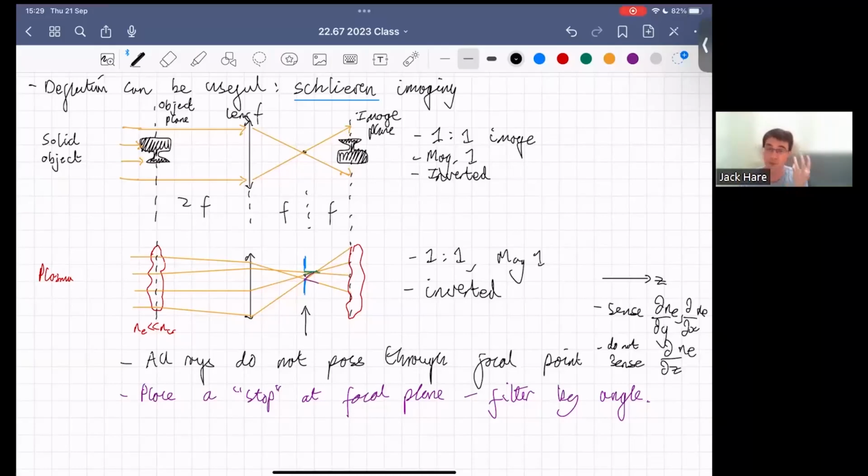That might also tell you, if you've got a plasma which you think has some geometry, there may be a good direction to send the probing beam through. There may be a bad direction. So you want to think about that a little bit.